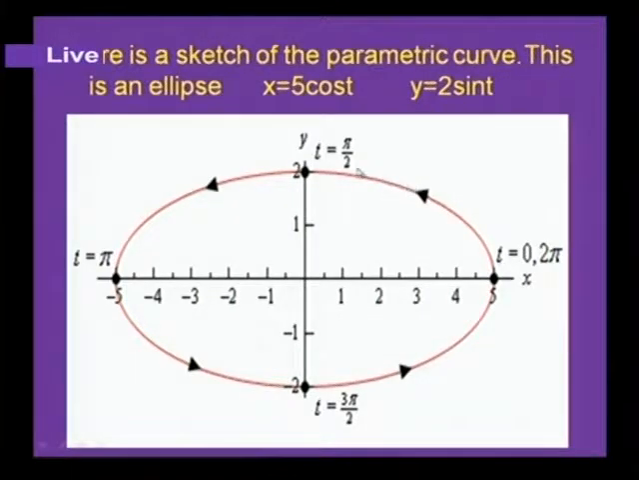Are you observing, friends? Yes, it is an ellipse. Now we are going to take an example.